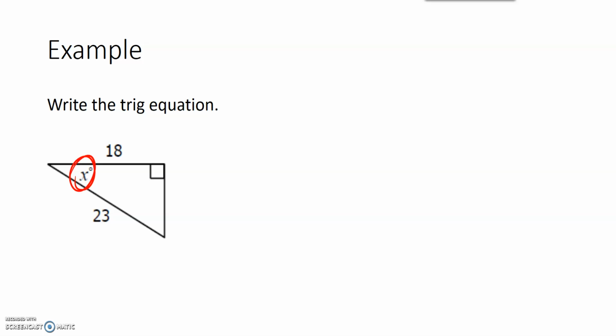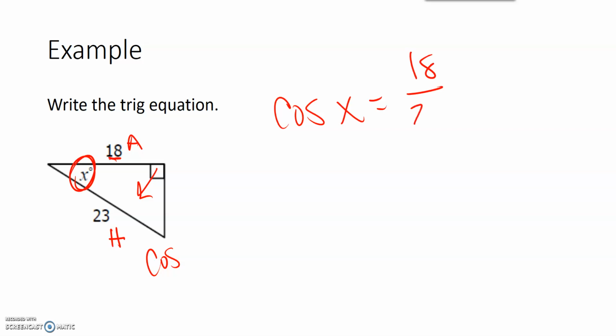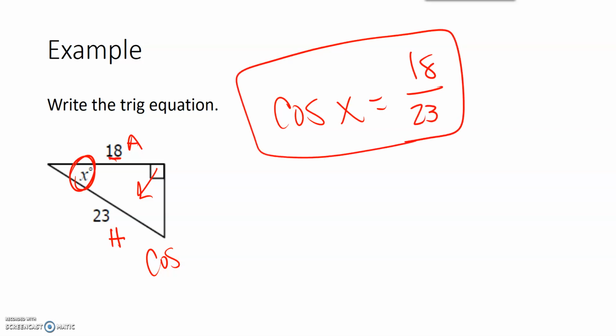I worry about that when I actually solve it. Okay? So, I'm going to label my sides, just like I normally would. I have the adjacent and the hypotenuse. So it's next to it, and then where the right angle is pointing. So that A and H tells me I'm going to use cosine. Cosine of x equals adjacent over hypotenuse, 18 over 23.